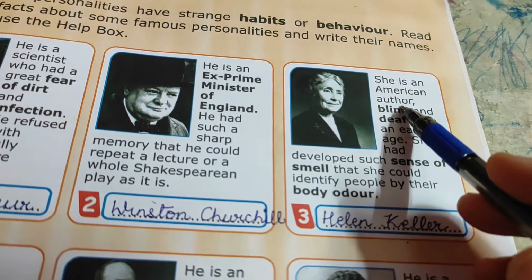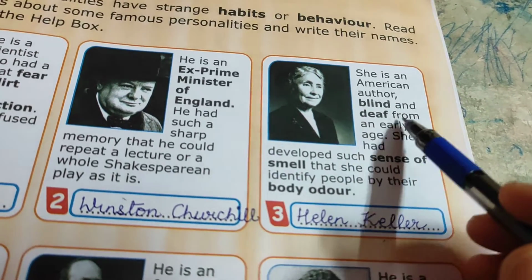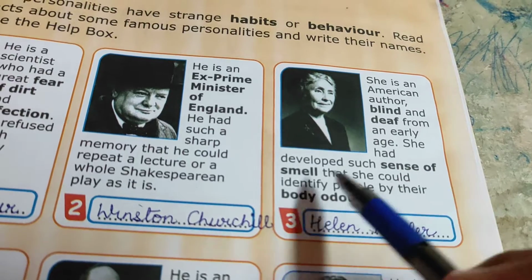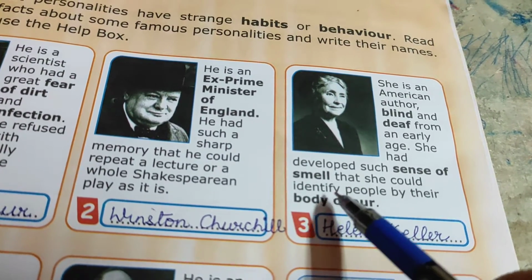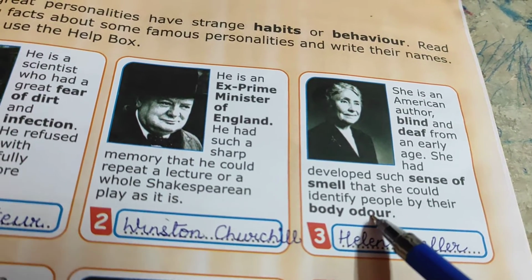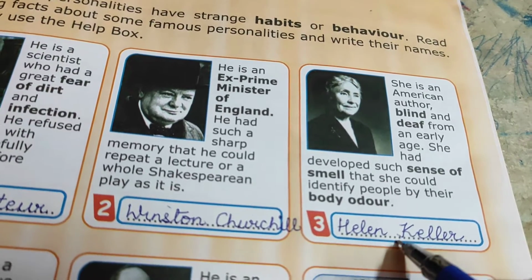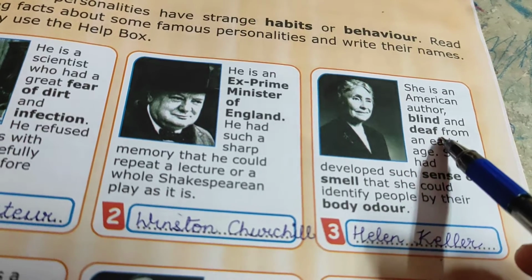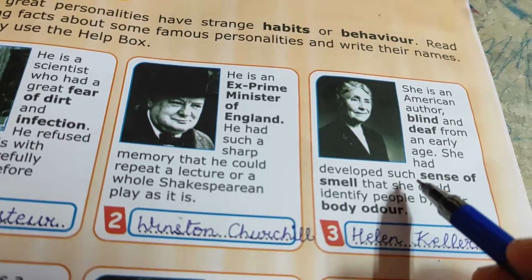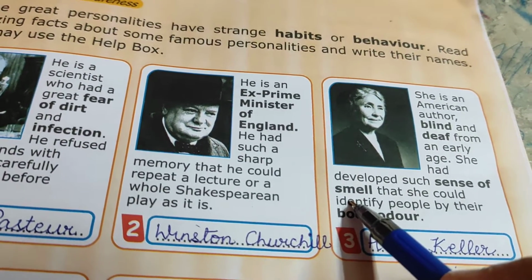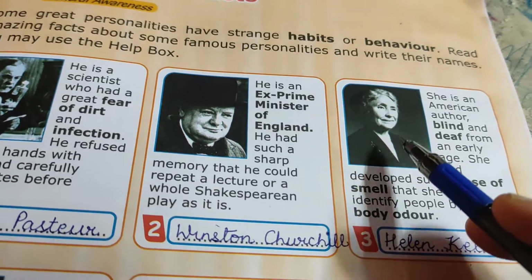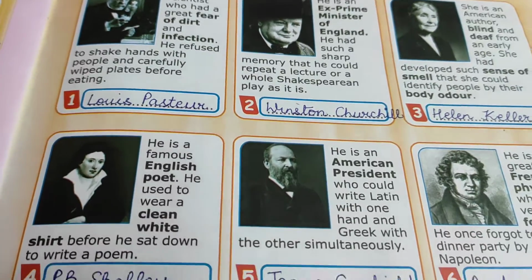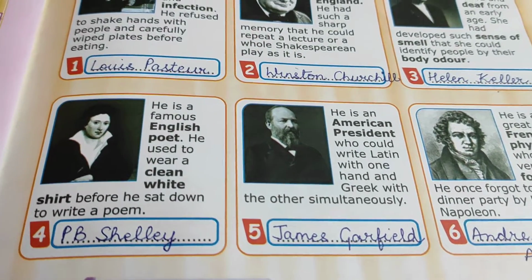The third person that we talk about is Helen Keller. She is an American author. She was blind and deaf from an early age. She had developed such a sense of smell that she could identify people by their body odor. Now, since she was blind and deaf, she could not see, she could not hear, that is why her sense of smell was greatly developed, and she could identify people just by smelling them. She could make out who that person was.